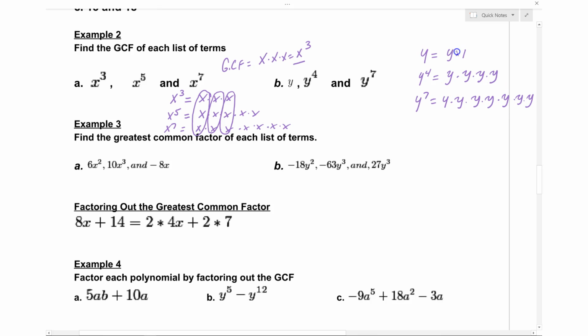So you notice that they only have one set of y in common. This is what they have in common. So the GCF is equal to y.